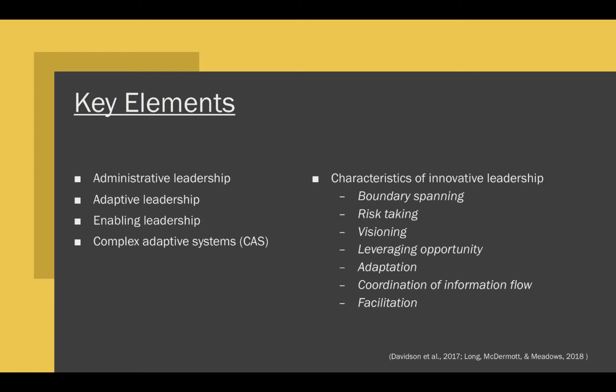So to elaborate on what we just said, the key elements include administrative leadership, adaptive leadership, and enabling leadership, as well as complex adaptive systems, or CASs, and then characteristics of innovative leadership, which include boundary spanning, risk-taking, visioning, leveraging opportunity, adaptation, coordination of information flow, and facilitation.